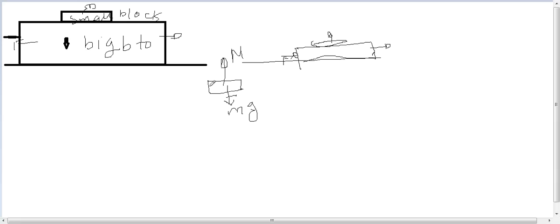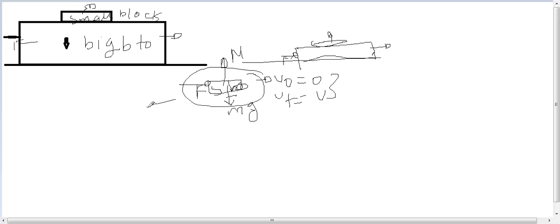Let me write SB for small block. What is the initial velocity? V naught is equal to 0. And what is the final velocity? V. But there is no force in this horizontal direction. Why does this start moving? This is the question.